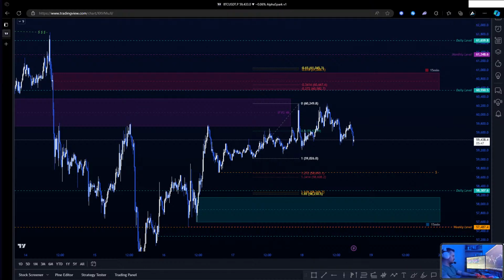Where are you guys? Let me see. BTC USDT.P, 18/8/2024. I'm gonna just post the image and then I'll talk about it later.